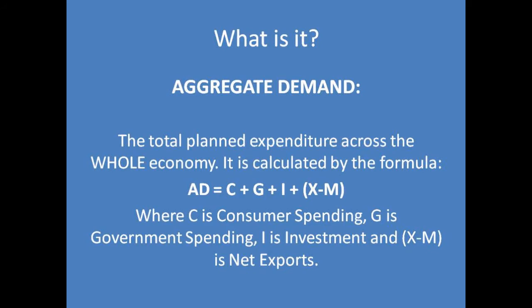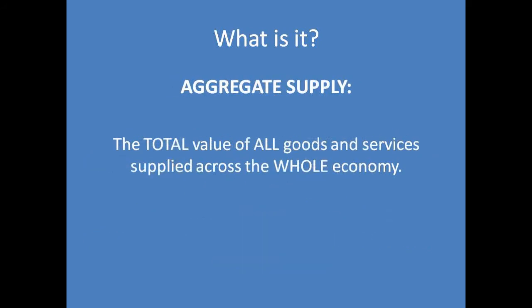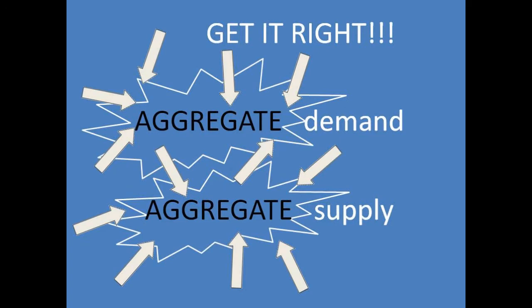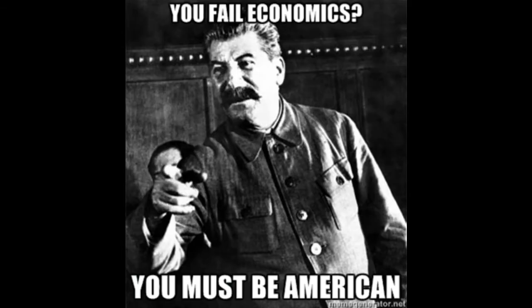Now, aggregate supply. It is a bit shorter than aggregate demand. It is simply the total value of all goods and services supplied across the whole economy. Again, the key word there is whole. Now a big problem people tend to have is the word aggregate. This is not microeconomics, we use the word aggregate demand and aggregate supply. If you call it anything else, you get it wrong and you're going to lose marks.